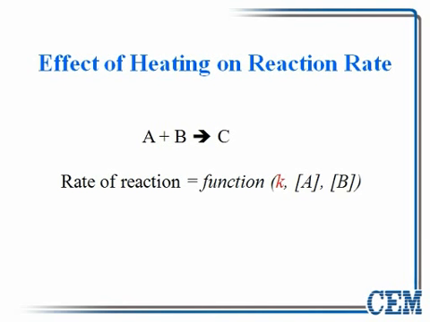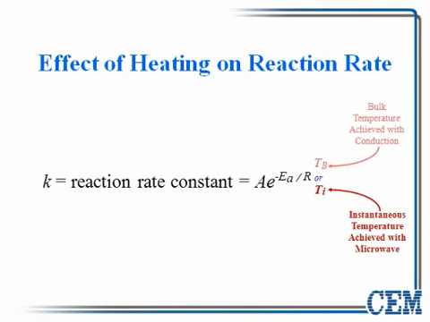In most cases, the rate of the reaction is a function of the reaction rate constant and the concentrations of the reactants. The reaction rate constant is defined as shown, where A is a factor describing the probability of the reactant molecules to collide in the right orientation for a bond to form. Most people agree that this factor is not influenced significantly by microwave. EA refers to activation energy, which is most likely not affected by microwave radiation.